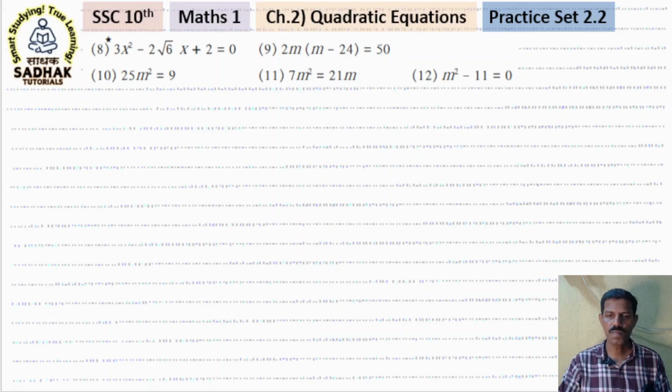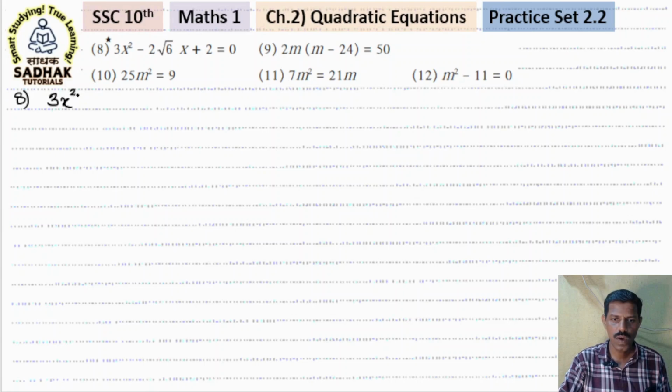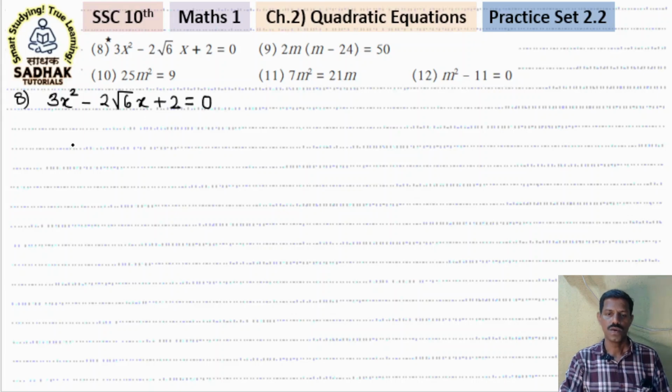Now we are solving sum number 8 from practice set 2.2. Okay, so let me first write the sum. See, there is a star mark, an asterisk mark, on this sum. That means it is a higher order thinking skill sum. The sum is 3x² − 2√6 x + 2 = 0. We have to find the roots of this equation by using the factorization method.